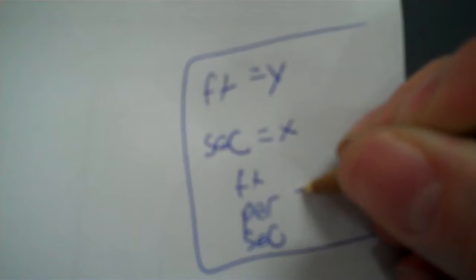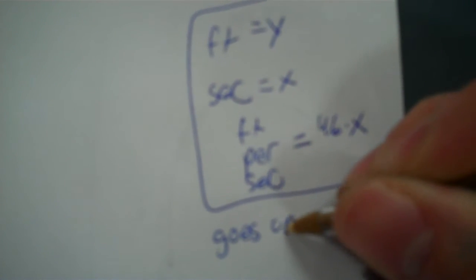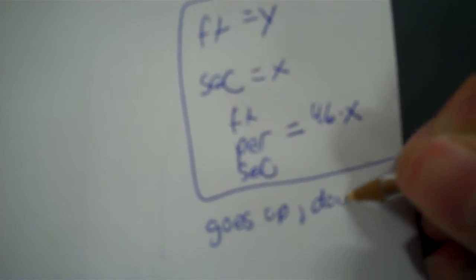So per feet per second. Okay, feet per second is 46. And again, what does a discus do? Well, it goes up and then comes back down. So it's going to be a parabola.